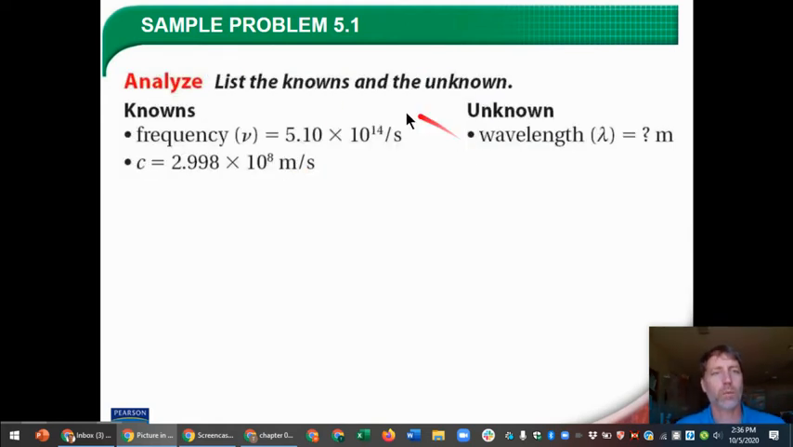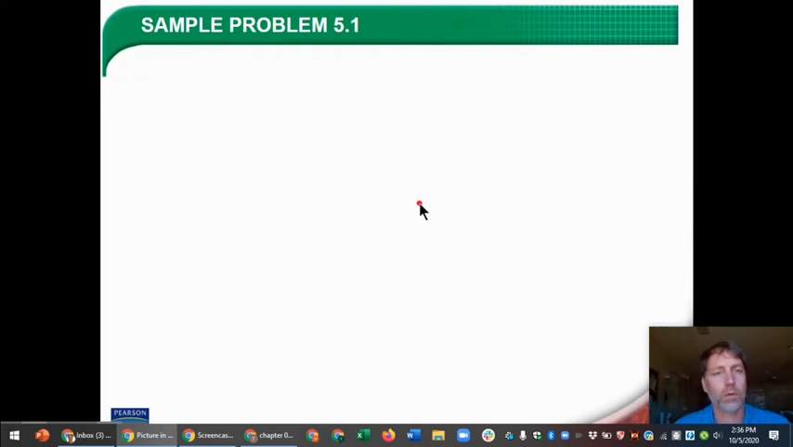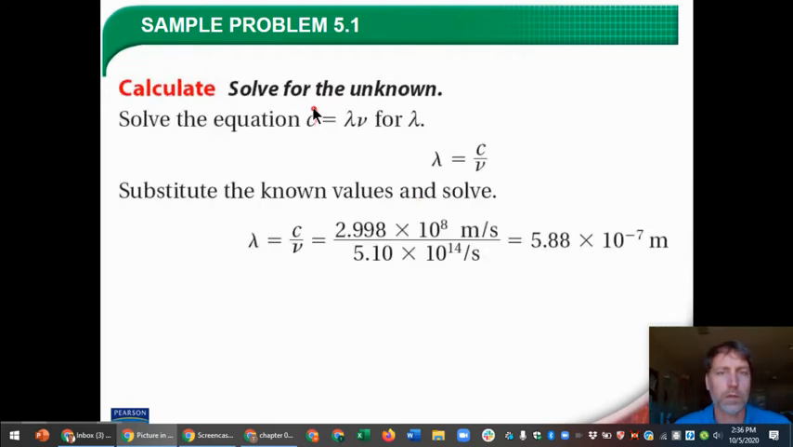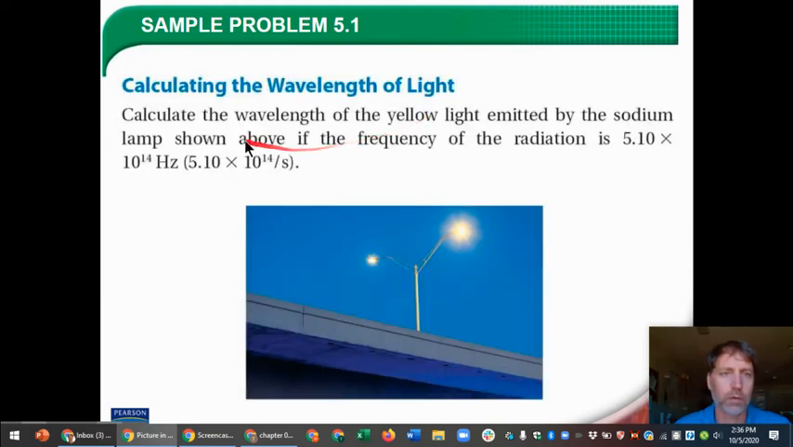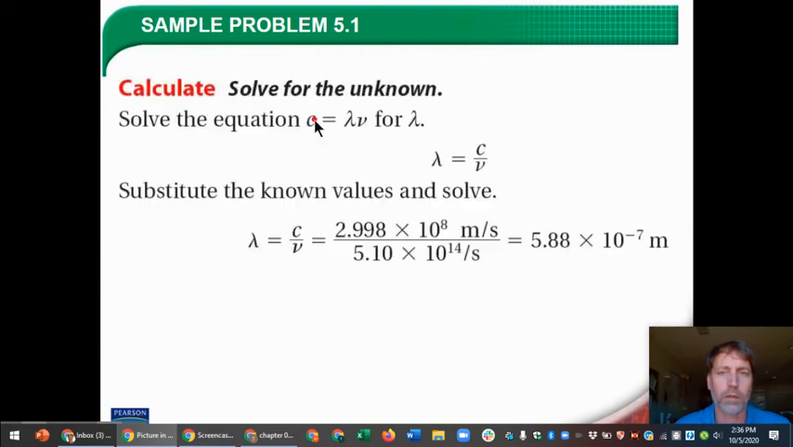You write down what you've got. You have the frequency. The given is the speed of light, 2.998 times 10 to the 8th. And here's your wavelength, that's what you're looking for. You grab your equation: speed of light equals lambda nu, and you solve for lambda. You're looking for wavelength, that's what it's asking for. Solve for wavelength, and you report your significant figures. So the wavelength of that sodium light is 5.88 times 10 to the -7 meters.